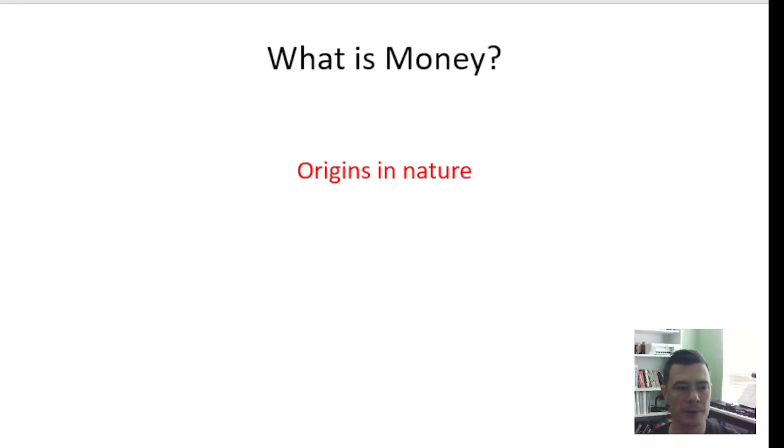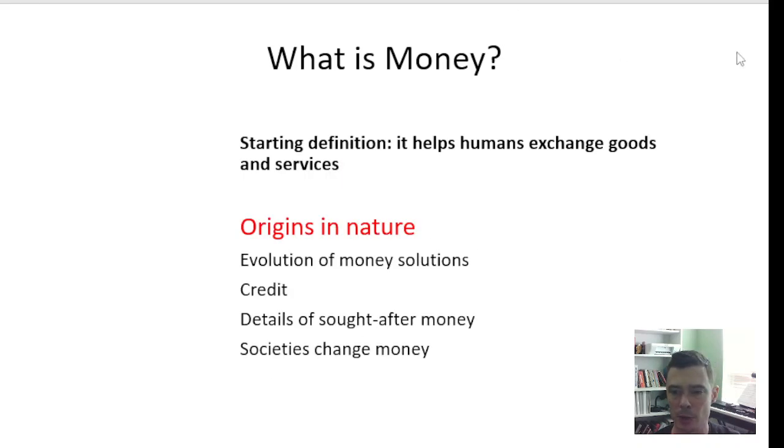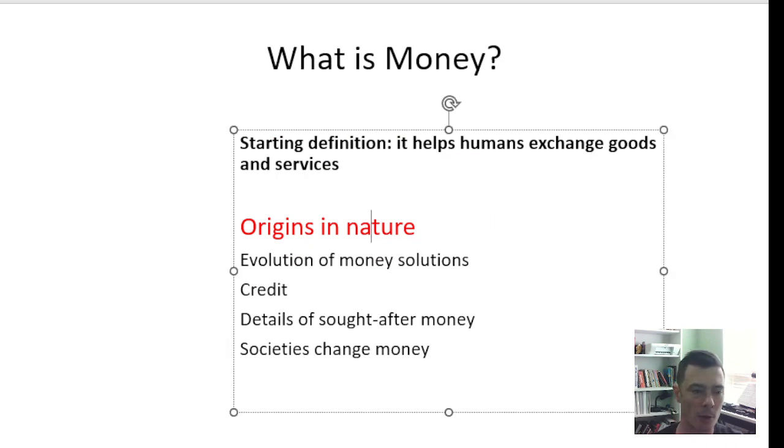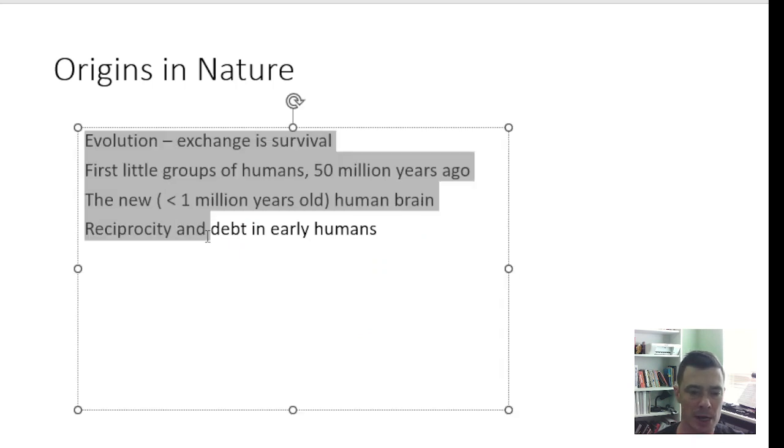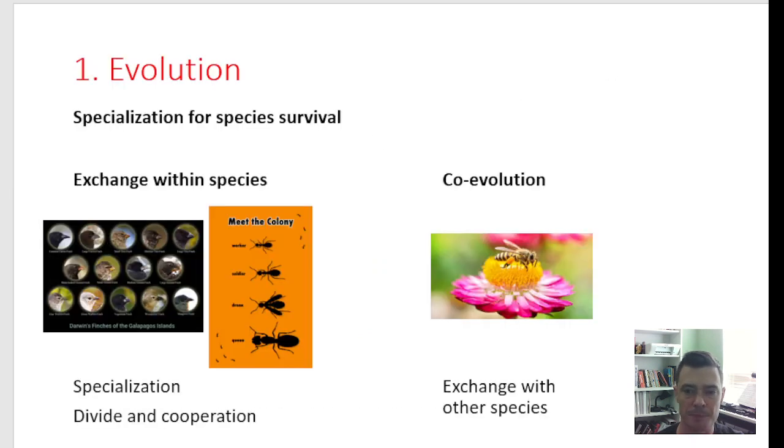Hi again, everyone. Today we're going to go way back in time. We're going to talk about the origins of money in nature, and we're going to cover four topics when we do this. So, starting first with evolution.